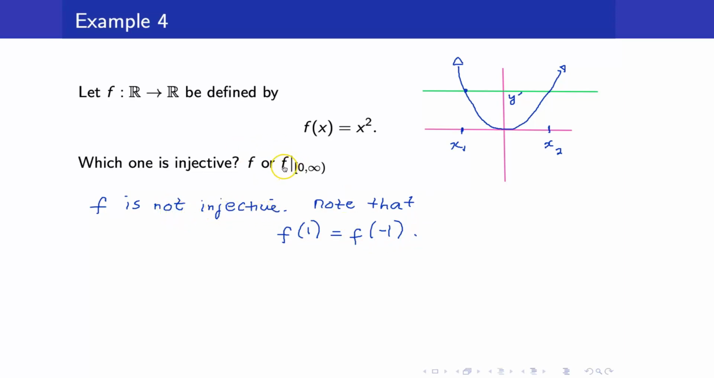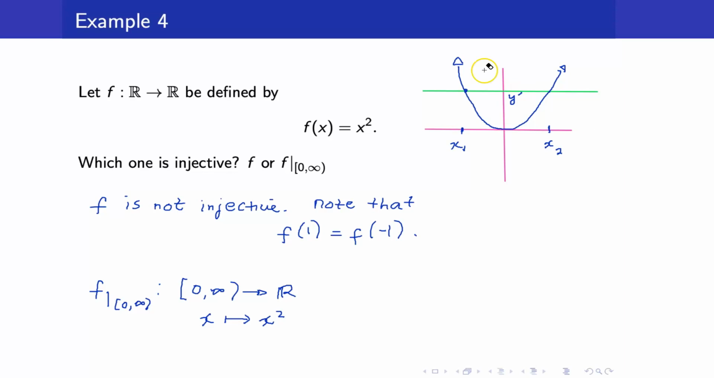What about the restriction of f on the interval 0 to infinity? Recall that the restriction of f on 0 to infinity is just the same function f, except that its domain is now 0 to infinity, and the codomain is still the set of real numbers. And it takes x, so this is the notation for that, the image of x is still x squared. Is this injective?